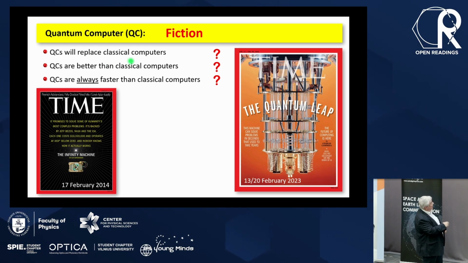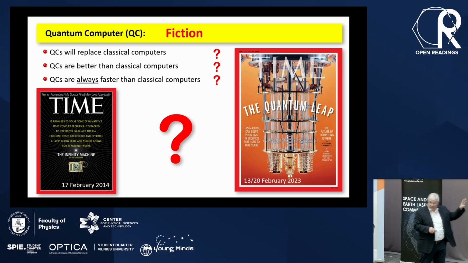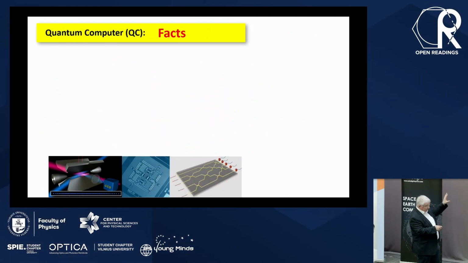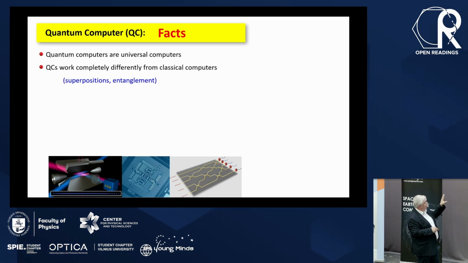Quantum computers will replace classical computers, are better than classical computers, or are always faster than classical computers. There's a big question mark that I want to make here. So let's just discard this for the time being, and let's see what the facts are. The facts are, of course, that we have quantum computers as universal computers.